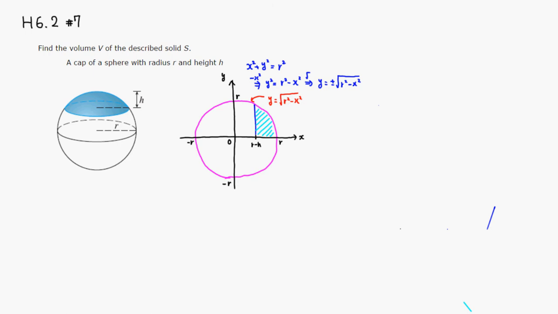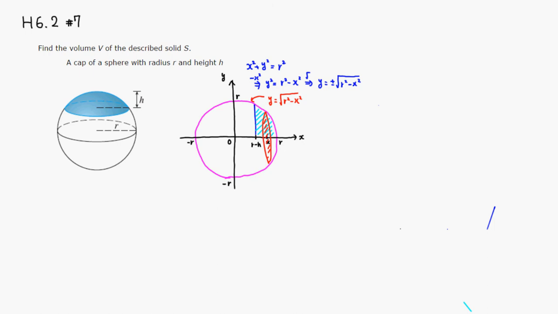So we're going to just think of some random x value here. Then you can see that the cross section is going to look kind of like this. So you have a disk right there. So we're going to use the disk method.